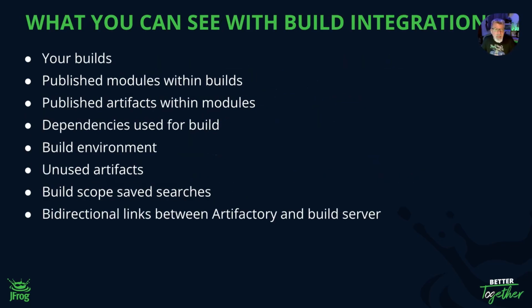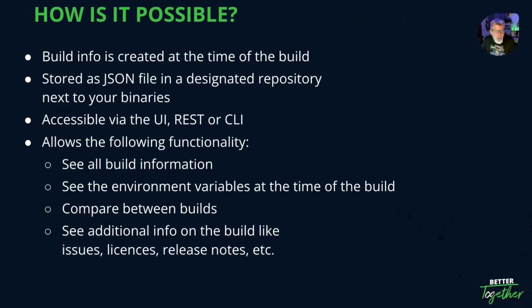And what's great is with the build integration, you can see all your builds, the published artifacts with it, dependencies used for it, how it was built in the build environment. Are there any unused artifacts that are associated to this? What's the scope of it? When you're searching for it, you can see that. And once again, it's bidirectionally linked between them. So we create, with our build integrations, a link to the Artifactory server, and we also capture the data from the CI server in Artifactory to link it back. So this way, you don't ever have a doubt on where was it built, how was it built, because you have a direct link back to it.